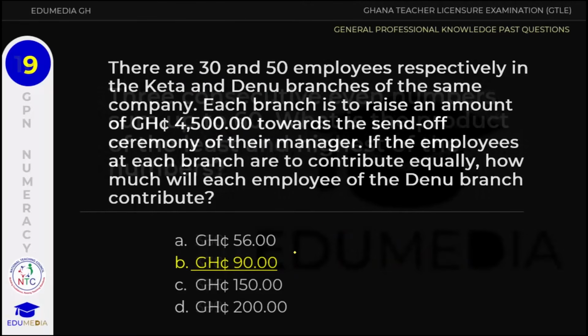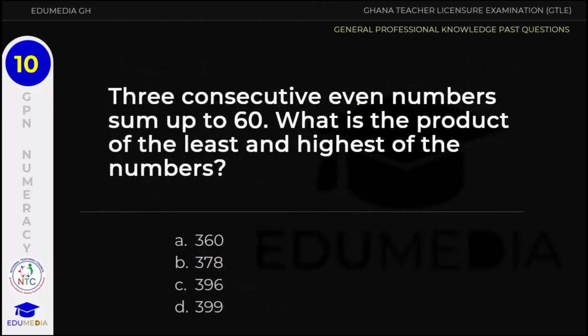Right? The next question. 3 consecutive even numbers sum up to 60. What is the product of the least and highest of the numbers? We are looking at consecutive numbers that sum up to 60. Therefore, we have 60 as our total sum. Another thing we need to look at here is to pay attention to the even numbers. Remember, the numbers are supposed to be even.